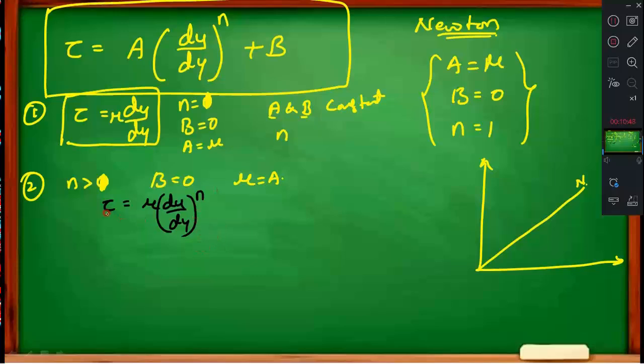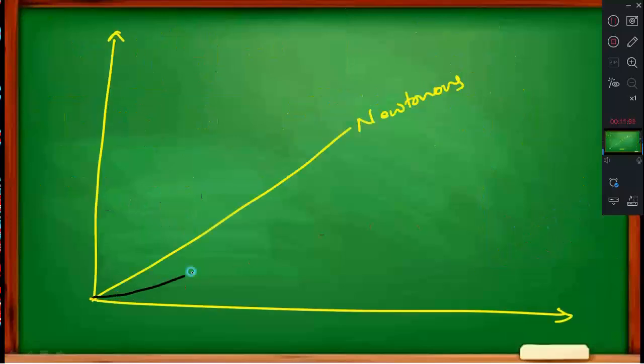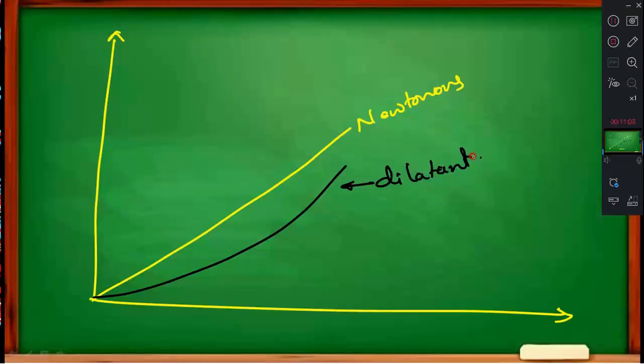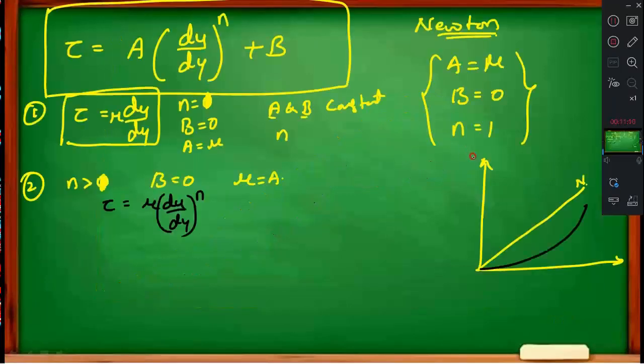Okay, and this one, how can you represent it here? N is greater than 1, therefore you have a dilatant, and in this graph you are going to have a dilatant. Okay, this is your dilatant fluid. The best example for dilatant is butter or quicksand.